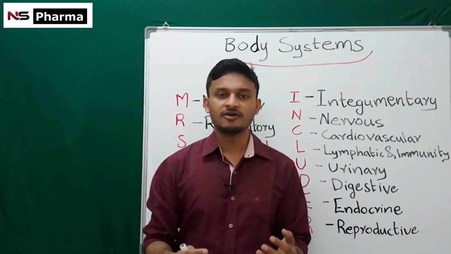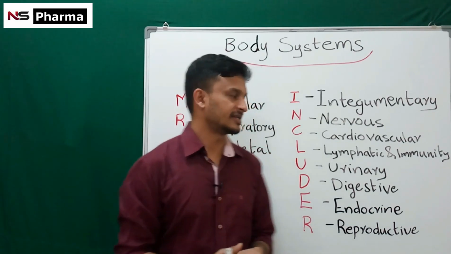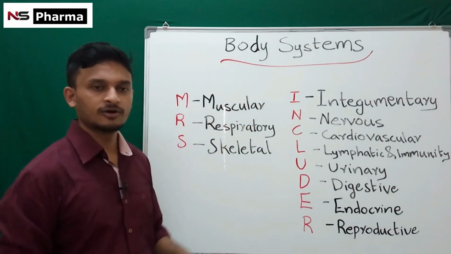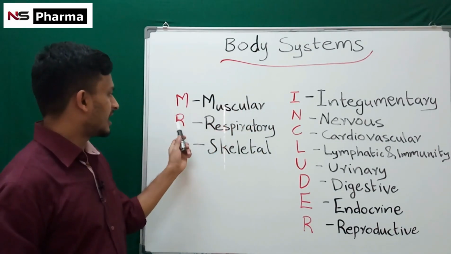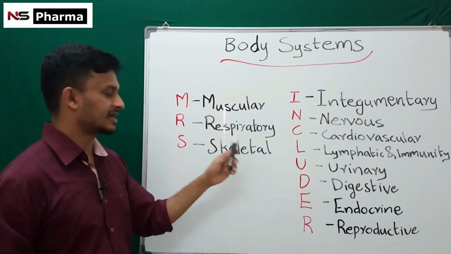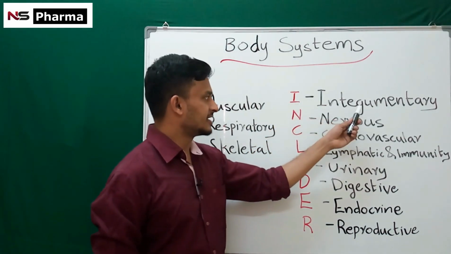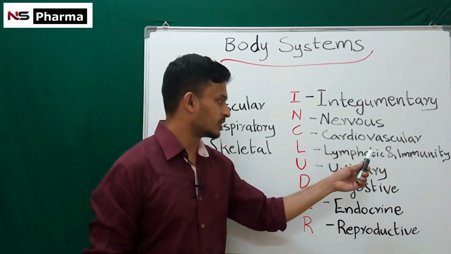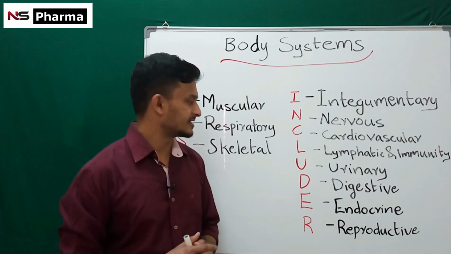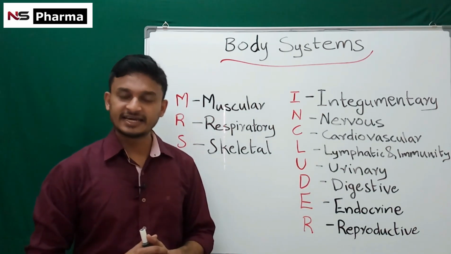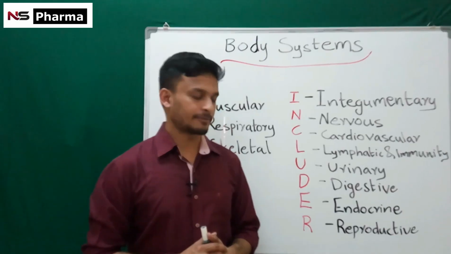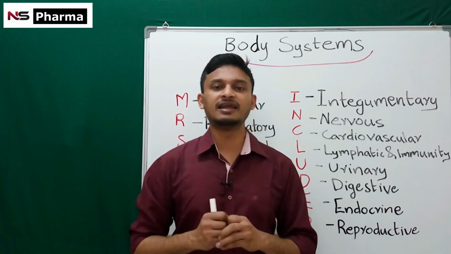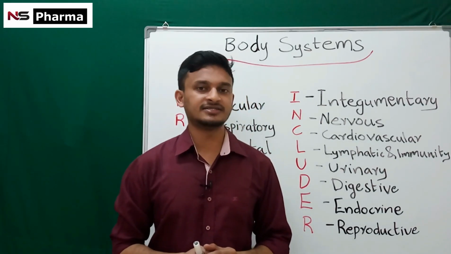For remembering this, we have a short form, that is Mrs. Includer. M represents muscular, R represents respiratory, S represents skeletal system, I represents integumentary system, N represents nervous system, then C represents cardiovascular system, L represents lymphatic system, U represents urinary system, D represents digestive system, E represents endocrine system and R represents reproductive system. These are the 11 different body systems present in our body.